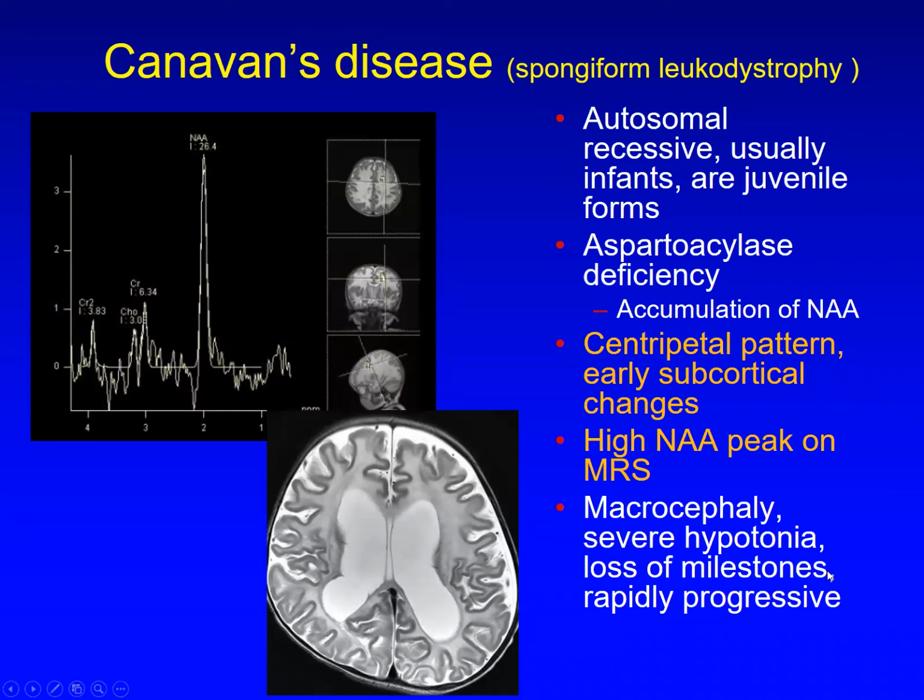These patients have macrocephaly, can have hypotonia, loss of milestones, and it tends to be relatively rapidly progressive. And because it's an abnormality in the enzyme that breaks down NAA, on MR spectroscopy, one of the really pathognomonic features of this is that you have significantly elevated NAA levels in your spectra. So it's the only leukodystrophy that we will really see that in.